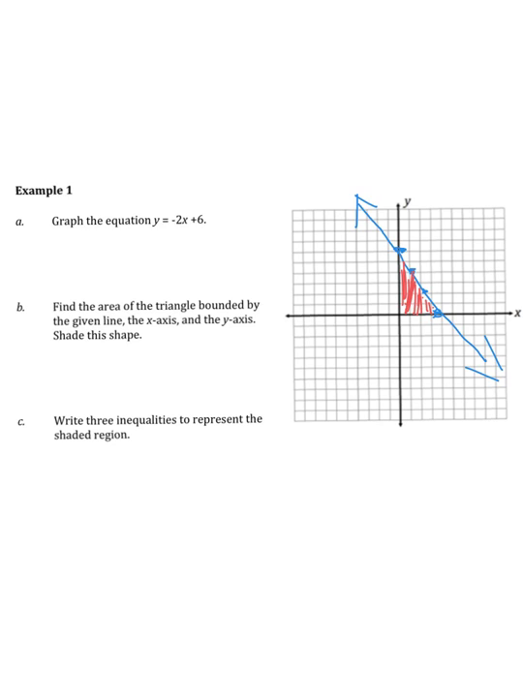So I know already y is equal to negative 2x plus 6. The y-axis is the same thing as x equals 0, but it's also shading to the right. So all values for x are greater than or equal to 0. And for the x-axis, y is greater than or equal to 0. So those are the three inequalities that represent the shaded region, and it's a triangular region.